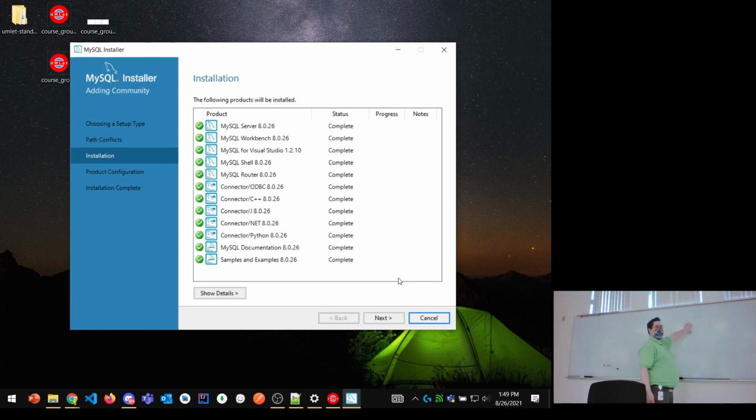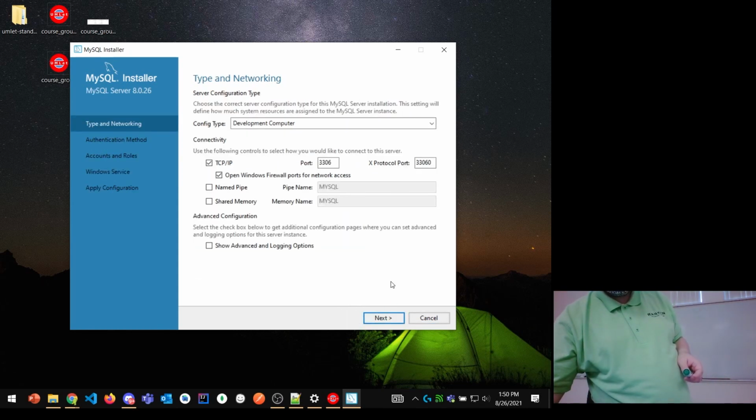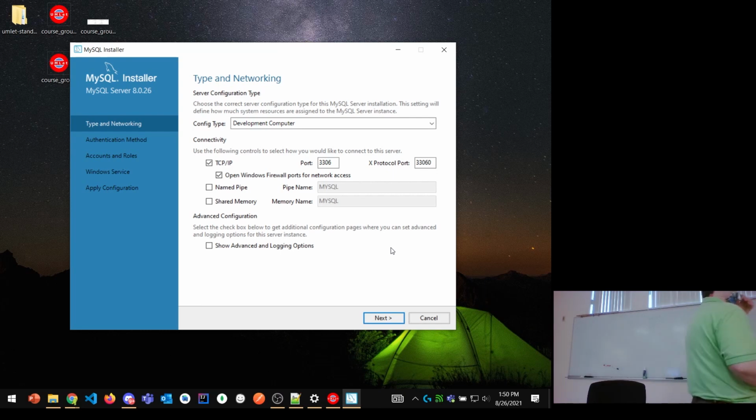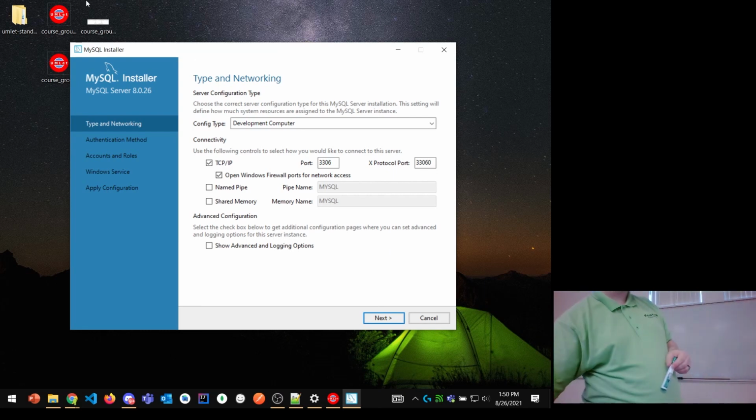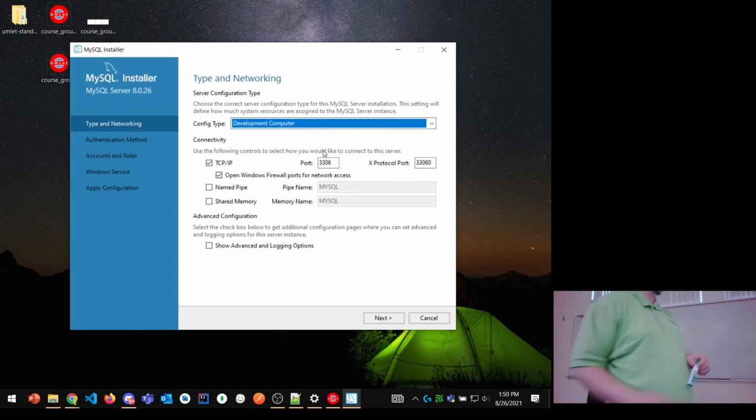So that's the port number if you're looking at the UI. I think I can finally go to the next screen so everybody can see what I'm looking at. There it is. So this is what we're talking about. Config type is this. If I was setting this up on a server, I would be setting up a server computer, but because I'm doing it locally for development, that's it. So TCP/IP is going to use port 3306.